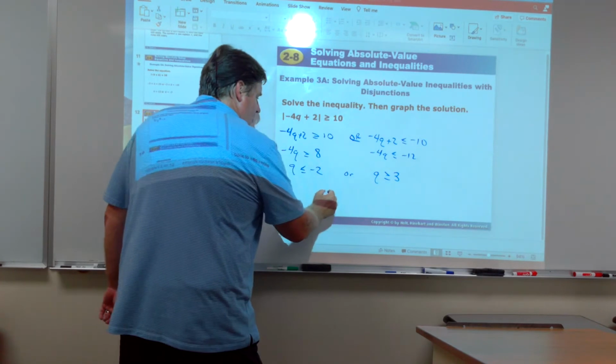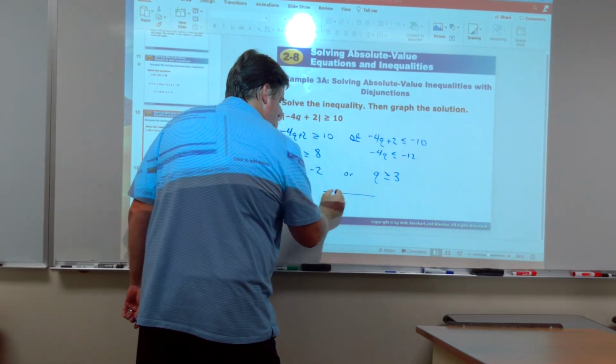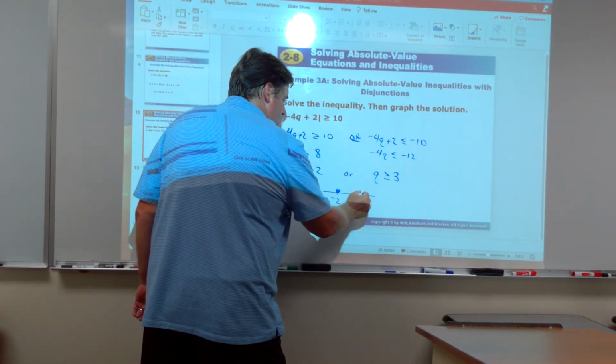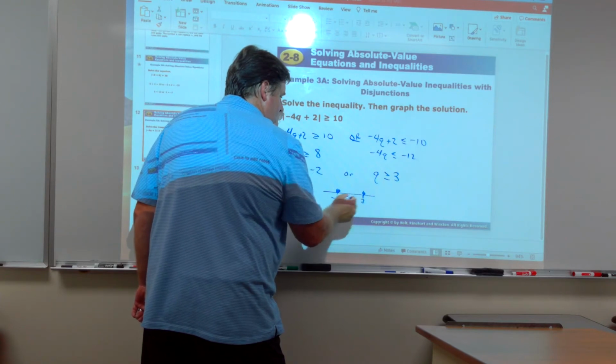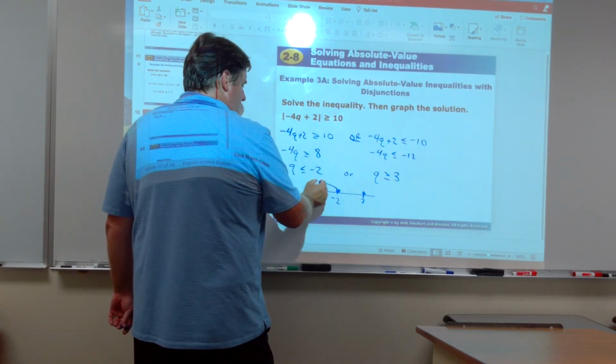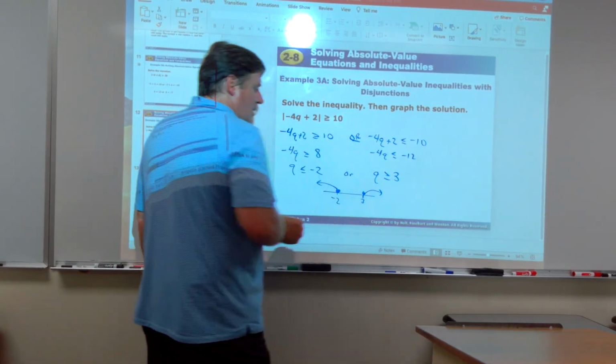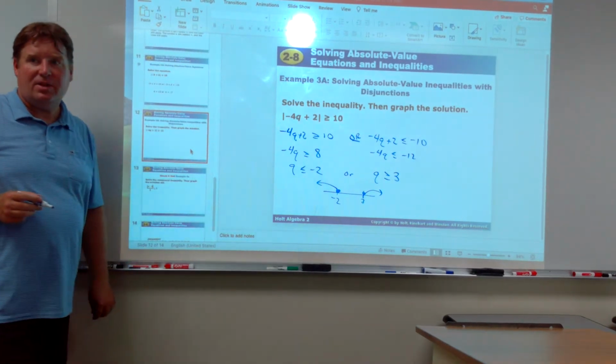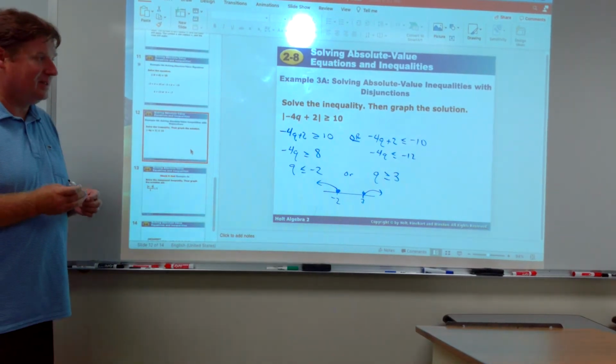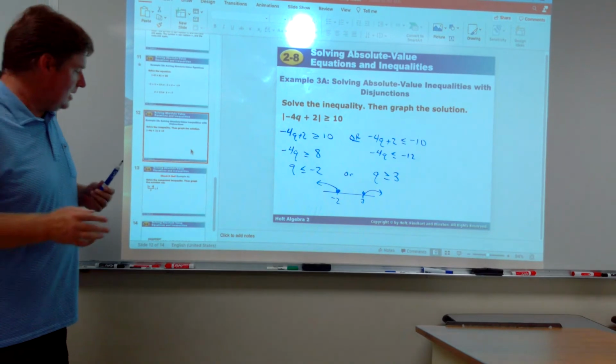So if we were to graph that, here's negative 2, put a solid dot. Here's 3, put a solid dot. And let's see, less than negative 2 or greater than 3, there we are. There's our solution, just like that. That gets kind of tough. All right, let's take a look at another one.